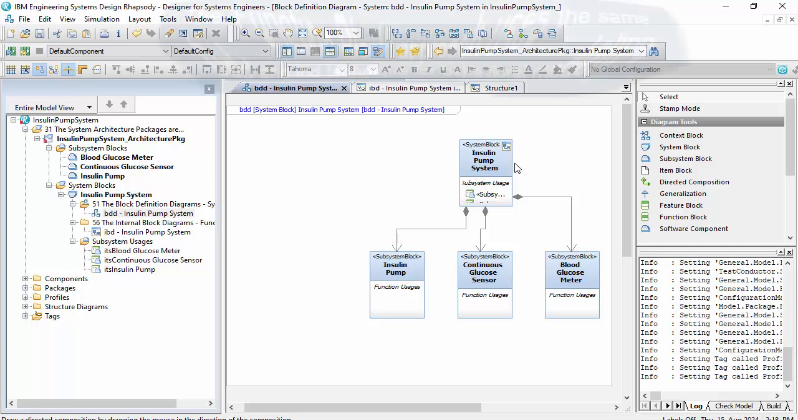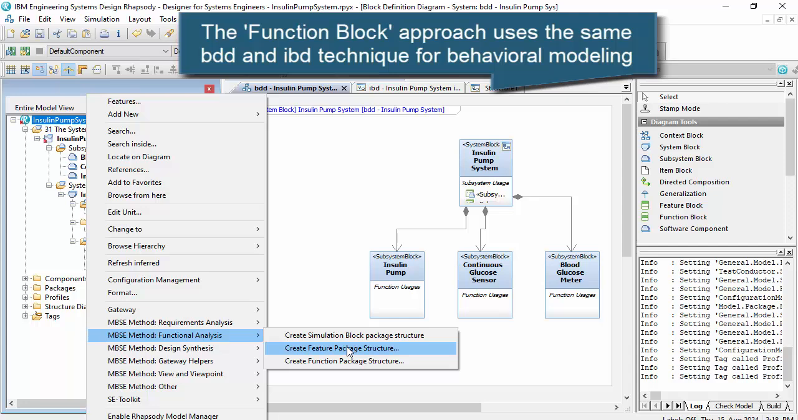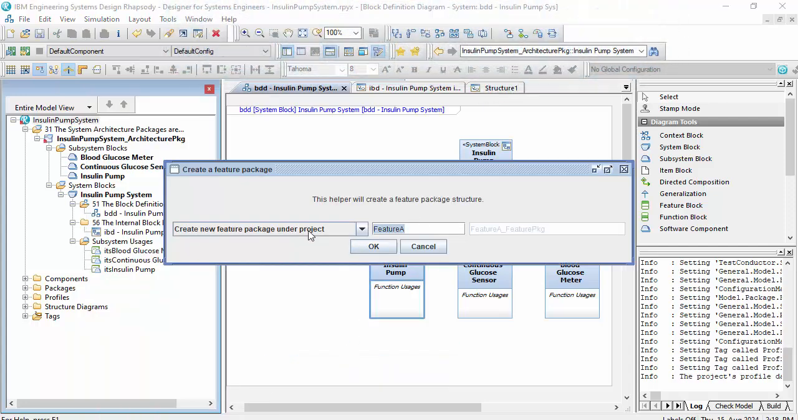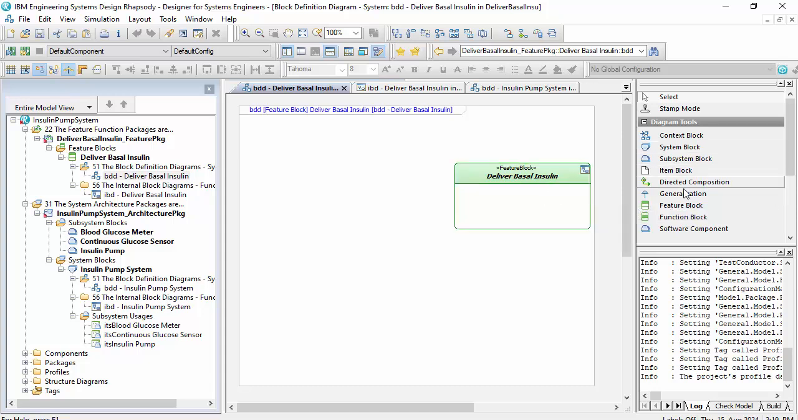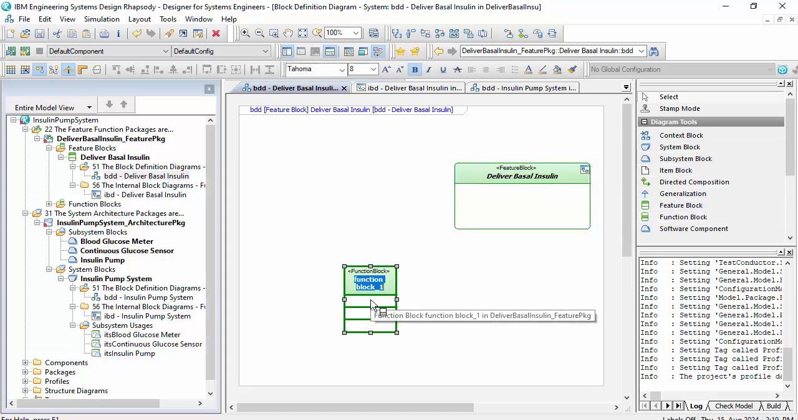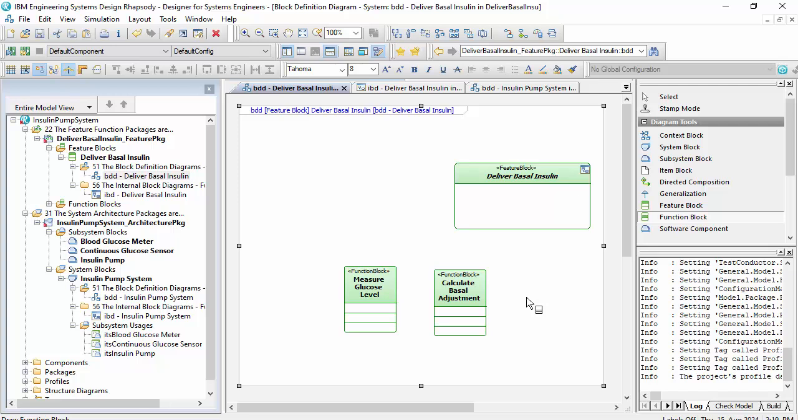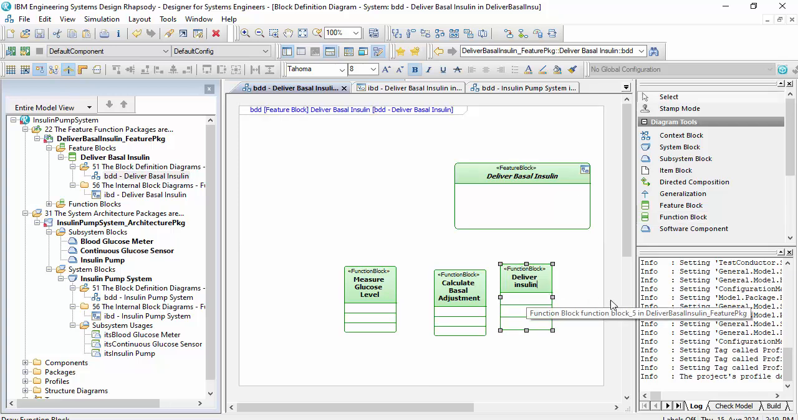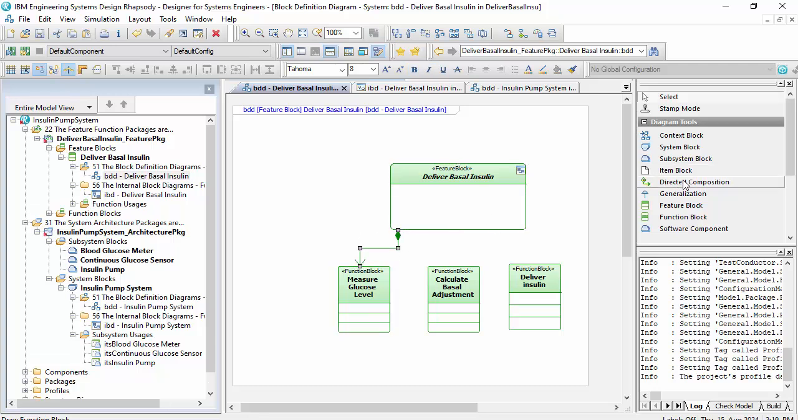Well, if I did the same within the behavioural domain, then I could do it with something very similar, and this profile adds the concept of a feature, which might be to deliver basal insulin, say. And this, rather than being a structural block, it's a functional block. So I'd say, well, to deliver basal insulin, I need to measure glucose level, calculate basal adjustment, and deliver insulin. That might be more detail in the real world, but this is just an example.